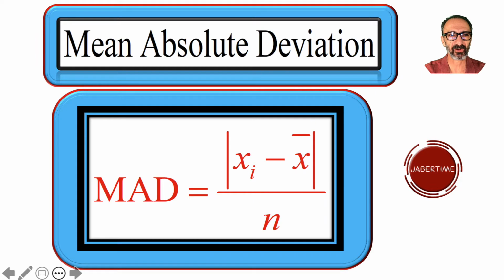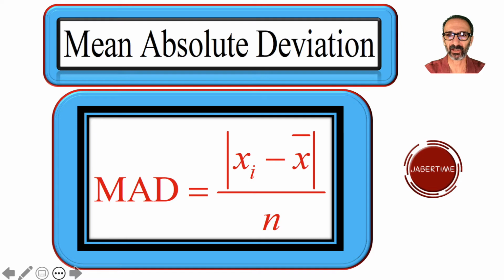Today I'm going to go over the mean absolute deviation. The formula is written as you could see in the front slide. Mean absolute deviation, MAD, is the distances away from the mean being summed, divided by n. It's the average of the distances away from the mean.